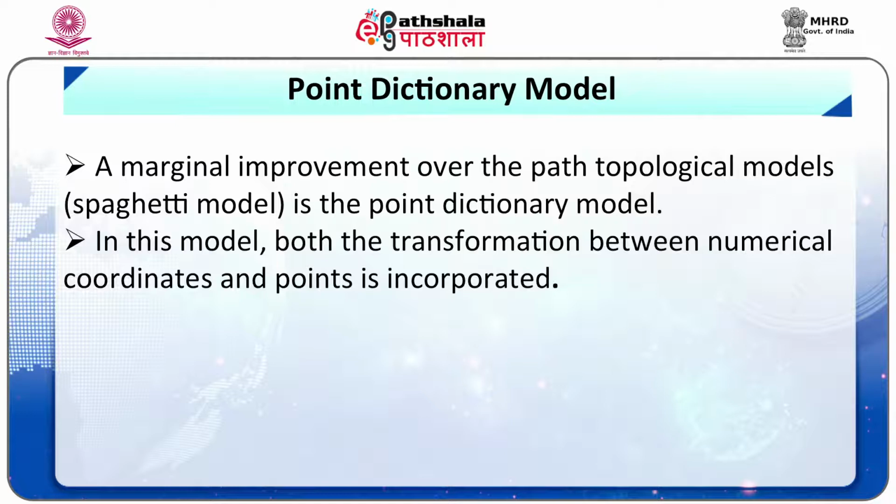You'll say, from where has it come? This is in between topological and spaghetti. So I have not said it's separate. This is the point dictionary model. A marginal improvement over the path topological model, that is the spaghetti model, is the point dictionary model. In this model, the transformation between numerical coordinates and points is incorporated. That means the numerical coordinates and the points are incorporated.